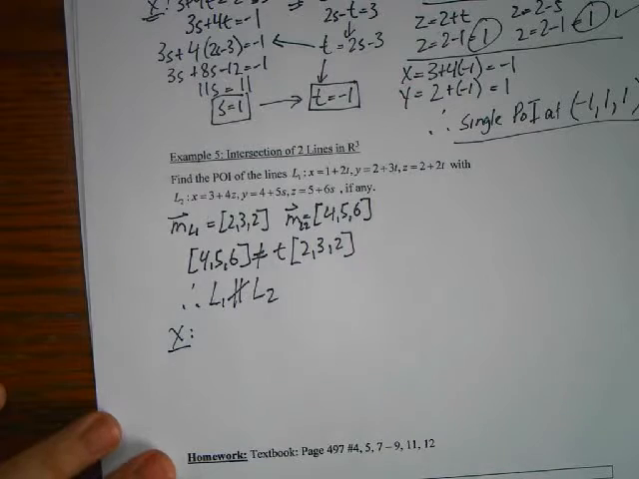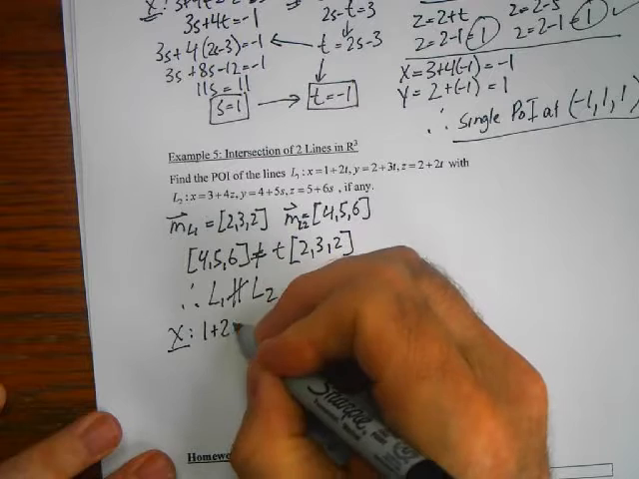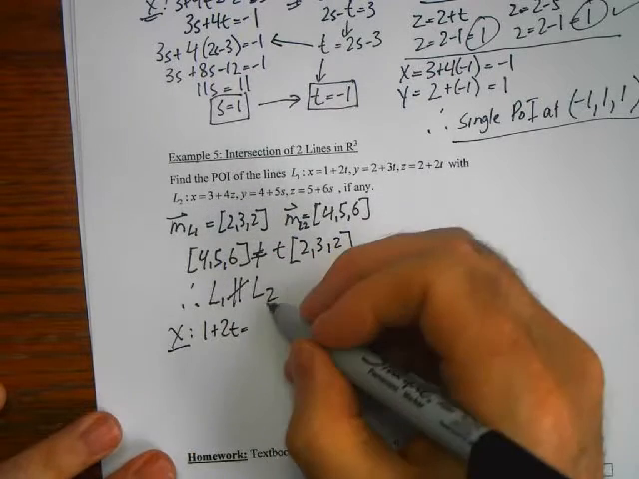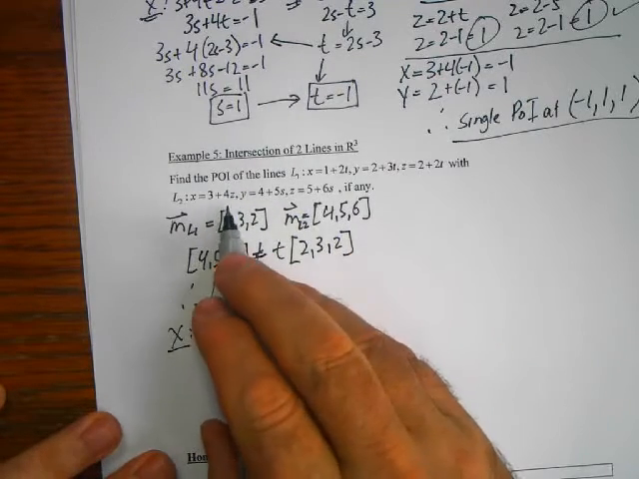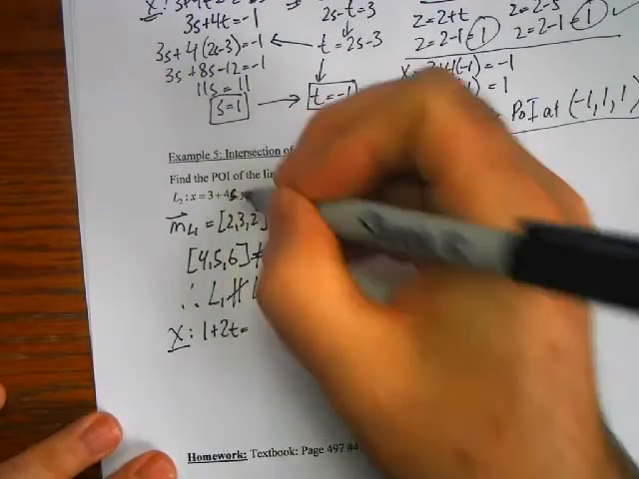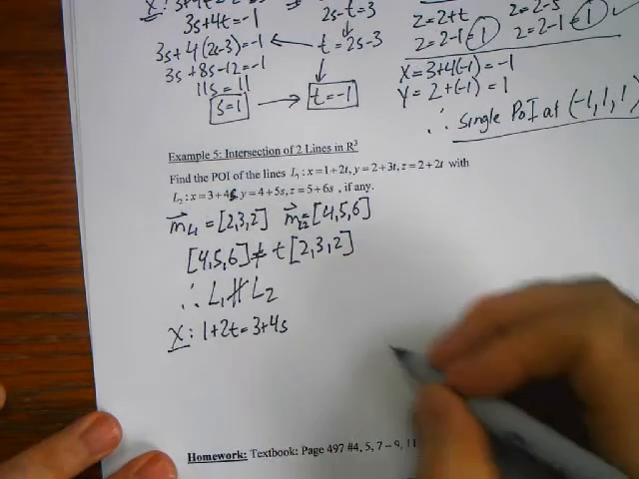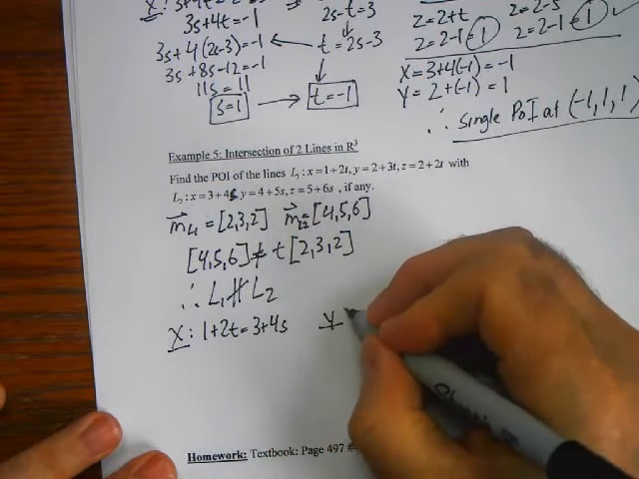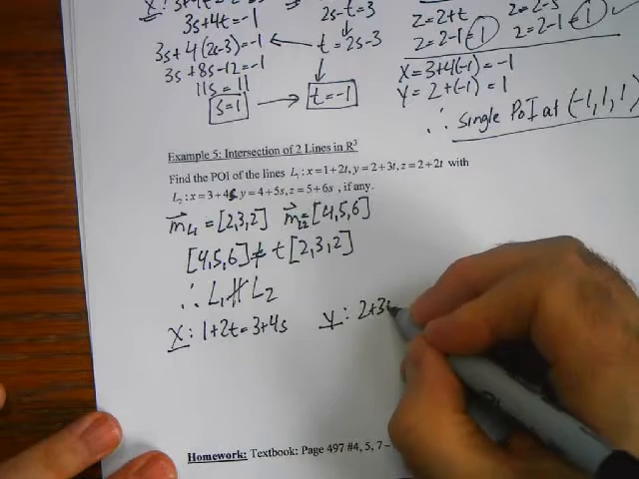we've got 1 plus 2t is equal to 3 plus 4s. That should be an s, sorry about that. And for y, we've got 2 plus 3t is equal to 4 plus 5s.